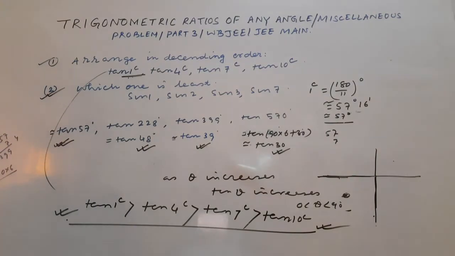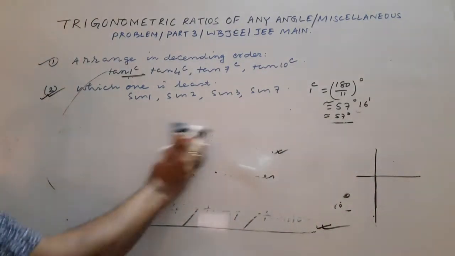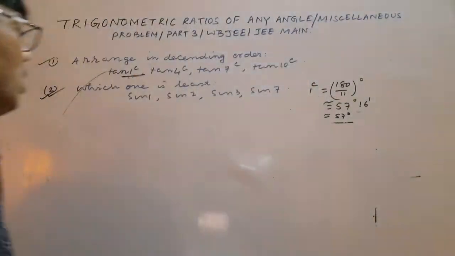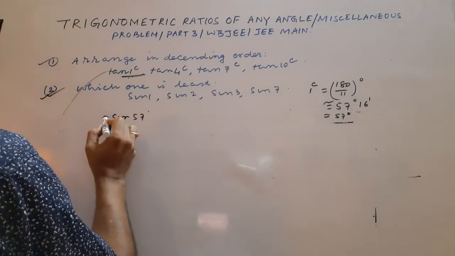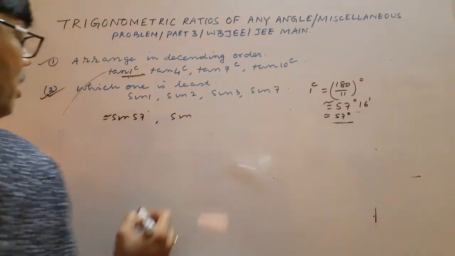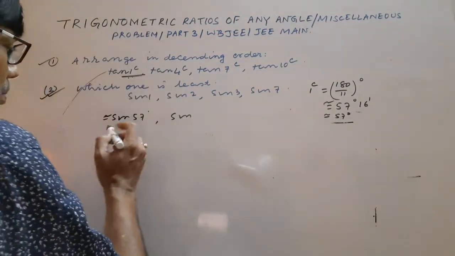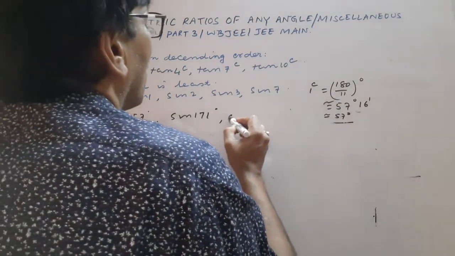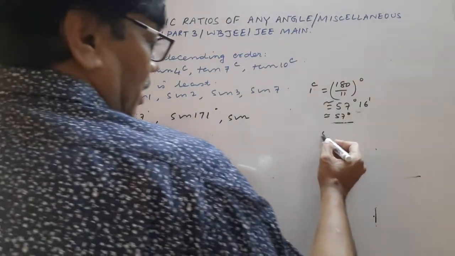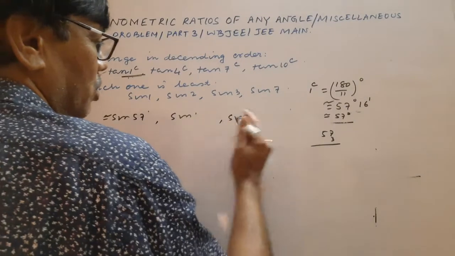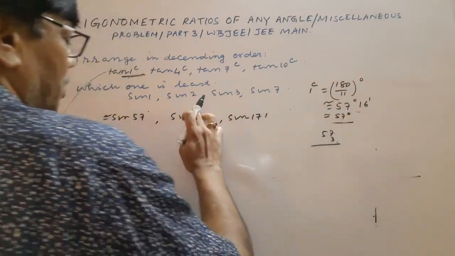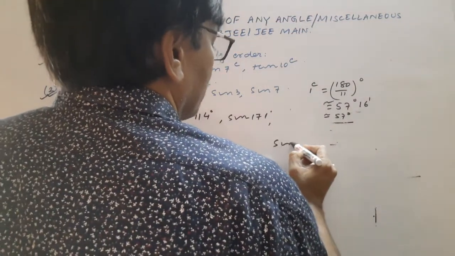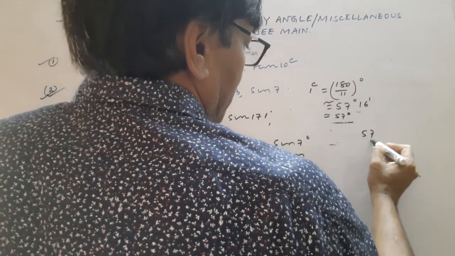Which one is least? Exactly the same problem here. Sine 1: if it is not given, we suppose it is in radian. So sine 1 is sine 57 degree approximately, sine 2 is sine 114 degree, sine 3 is sine 171 degree, and sine 4 is sine 228.